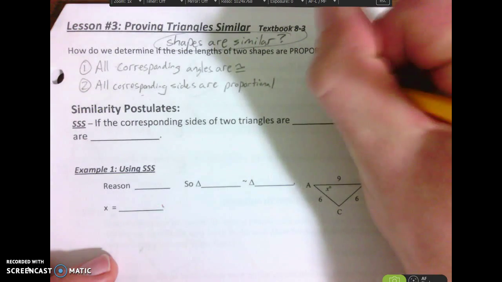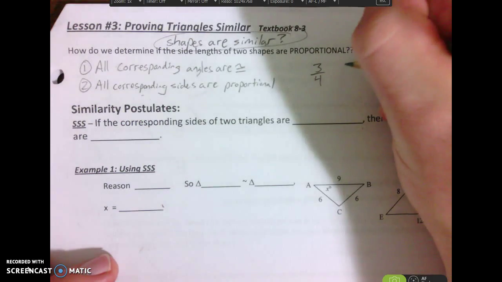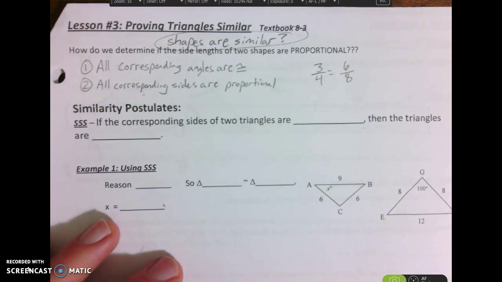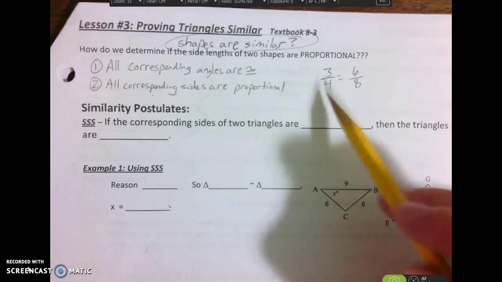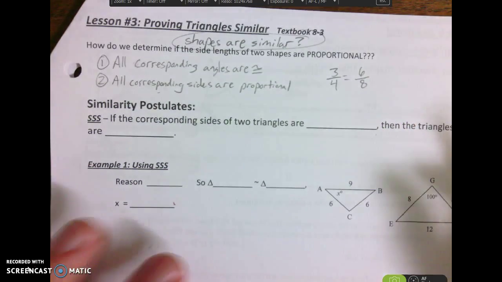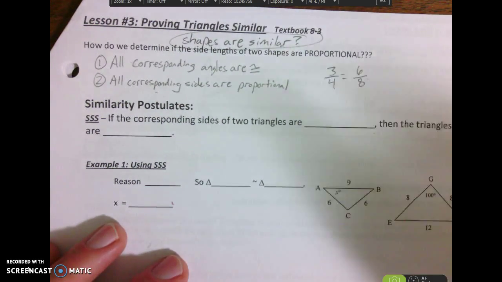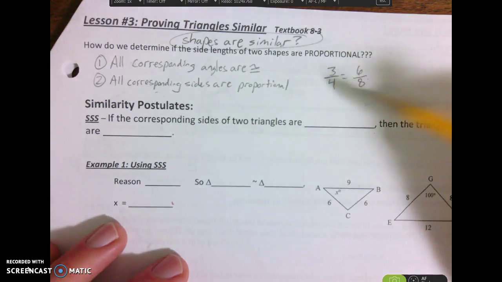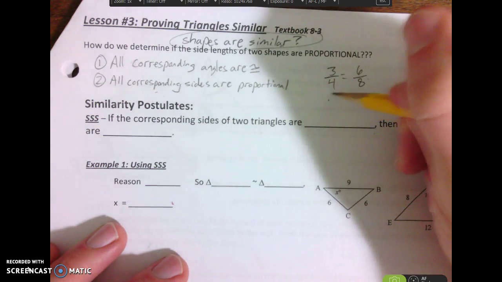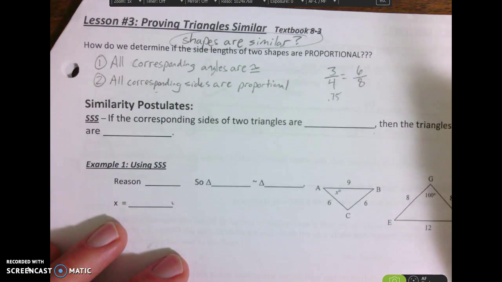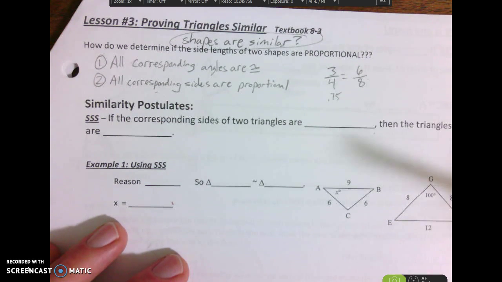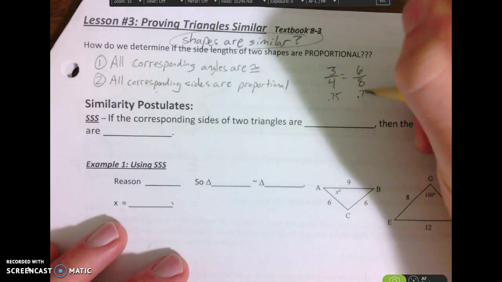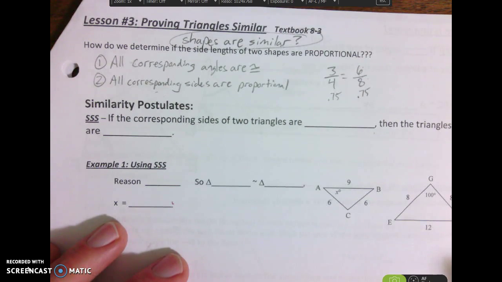Let's take 3 over 4 and 6 over 8. So if these were two side lengths from any shape, to decide if they're proportional, this is one ratio, this is the second ratio. There's a couple ways we can do that. The easiest way is just divide 3 divided by 4, and if I do that, I get 0.75. Now for this second fraction, I should get 0.75 when I divide them. Well, 6 divided by 8 is also 0.75. So that's kind of the easiest way, I think.